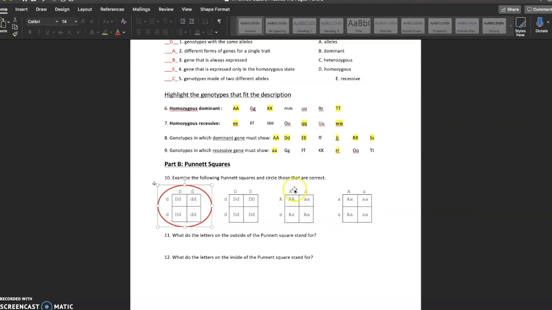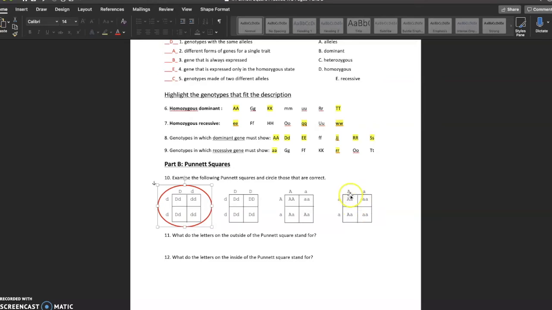For this one, capital A from the top, capital A from the side, looks good. This one's going to have a lowercase a from the top and a capital from the side, but the offspring does not match that. It has two lowercase a's, which is not what those parents show for this box. So this one is also incorrect. That one's out. It's not an option.